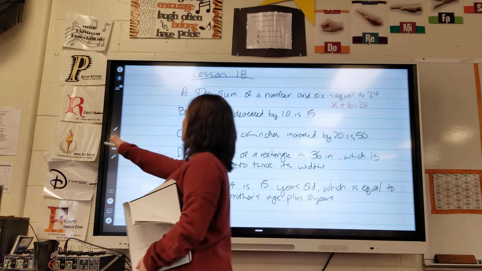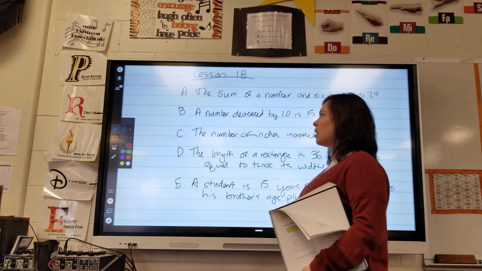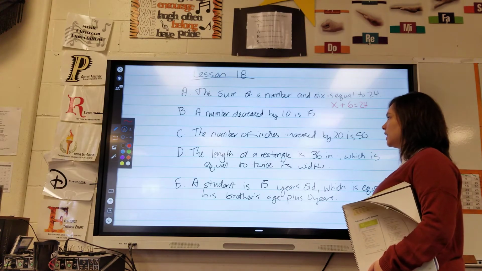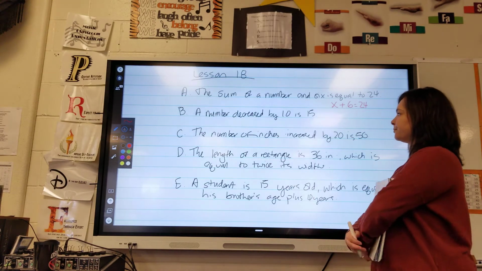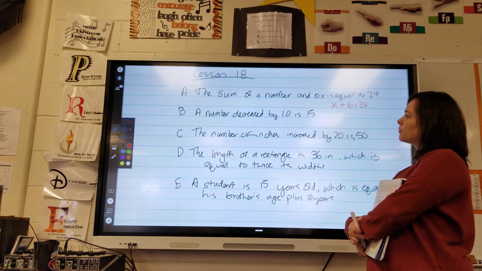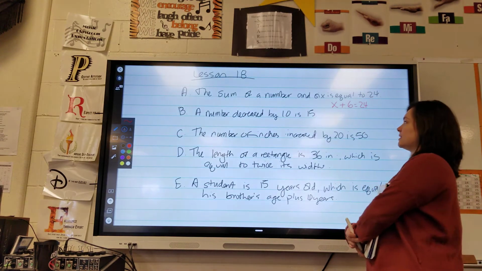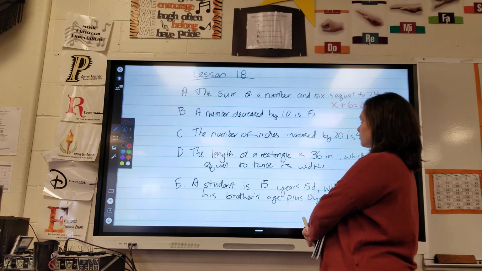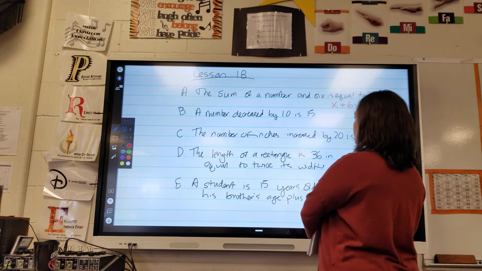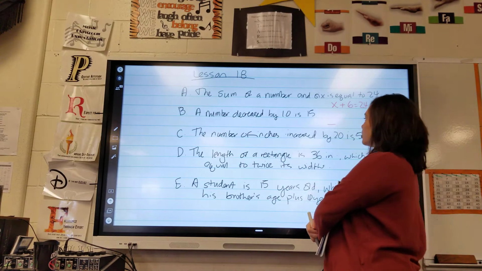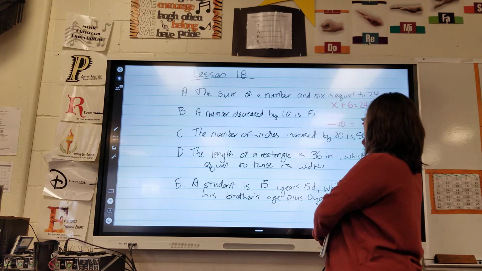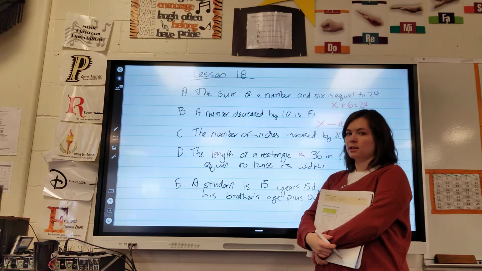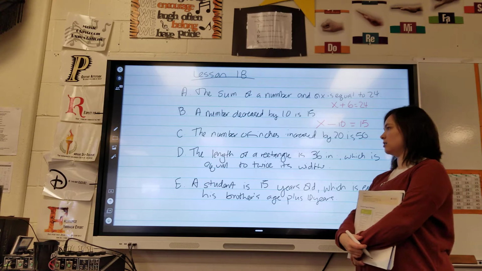All right, here's B. Remember again, try it on your own, and then I will write the answer. A number decreased by 10 is 15. One more time. A number decreased by 10 is 15. All right, so decrease tells you that it's subtraction. You're decreasing by 10, and it's equal to 15. What's your unknown? The number. You don't know what it is, decreased by 10, but you do know that it's equal to 15.